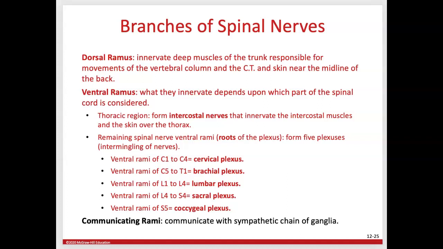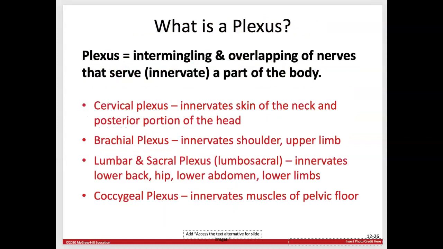So when we talk about a plexus or plexi, I guess, a plexus is an intermingling or overlapping grouping of nerves that serve or innervate a specific part of the body. So the cervical plexus, and I'll be expecting you to know this, that we have the cervical, the brachial, the lumbar, and sacral. They usually group those together, but they are technically separate. And the coccygeal.